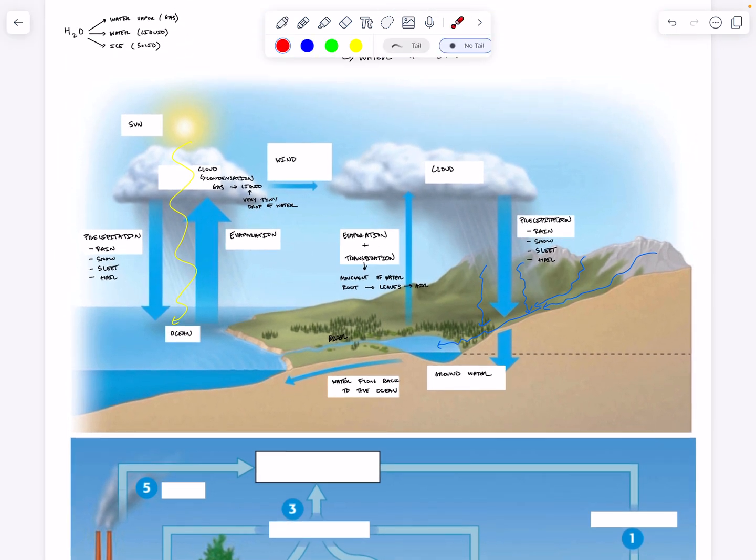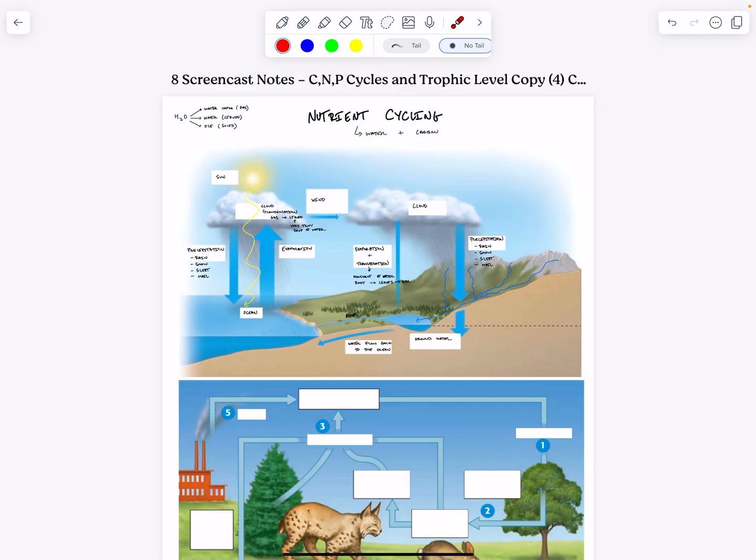So, what's powering this whole system is the energy of the sun, and it will continue to go unless the sun disappears. And with the absence of the sun, this would stop flowing.